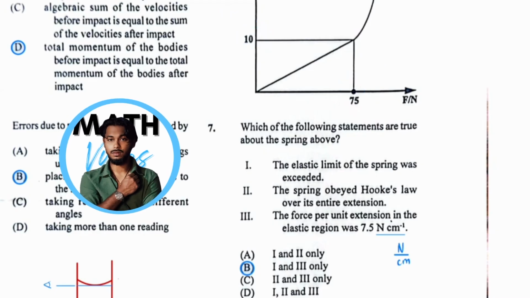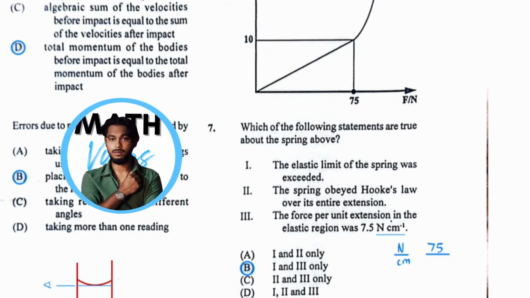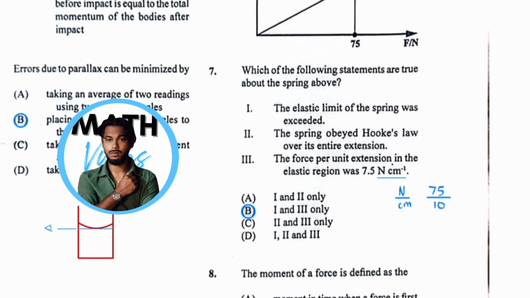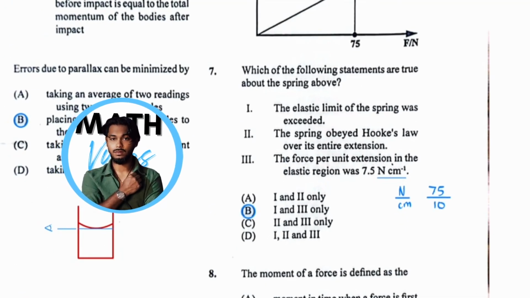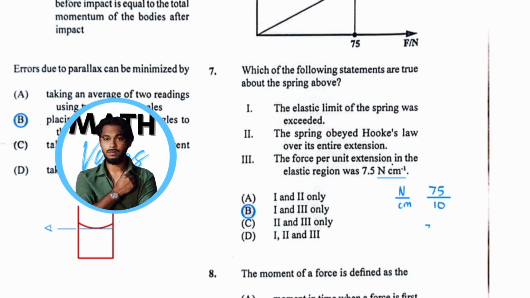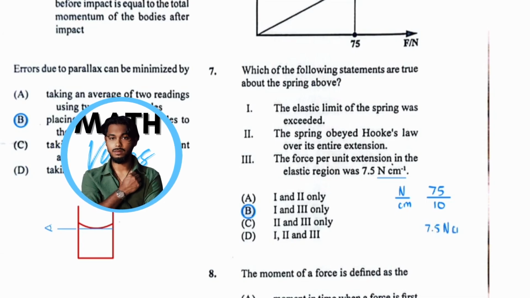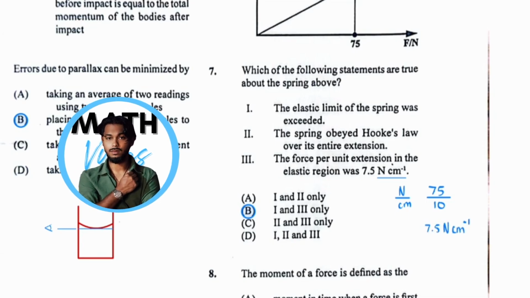So I'm going to take that reading on the x-axis, put it on top, and I'm going to take the reading on the y-axis, which corresponds to centimeters, and put this in the denominator. And so I end up with 75 over 10. So 10 into 75 is 7.5. And the units are going to be Newton per centimeter or Newton centimeter to the power minus 1. So 1 and 3 are correct, so 7b.